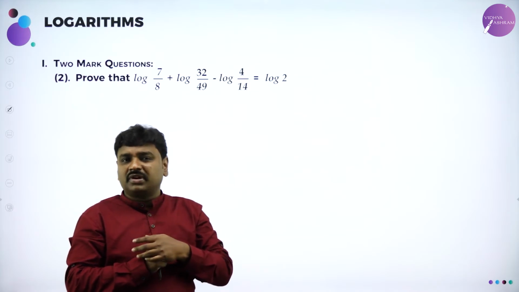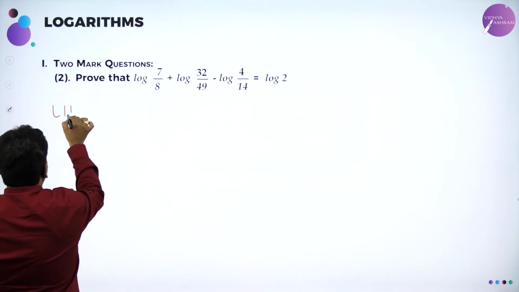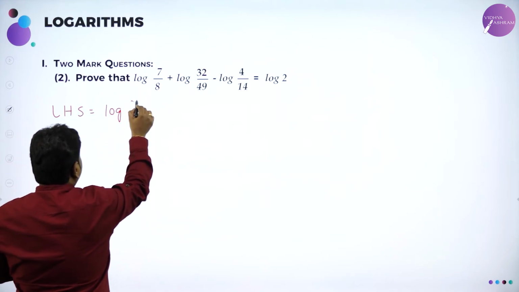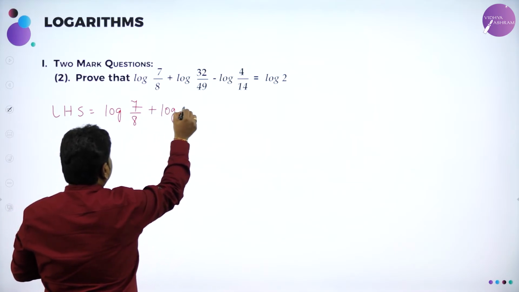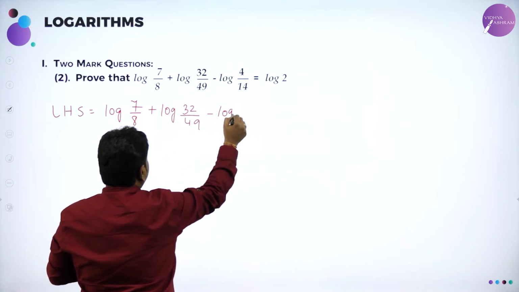Log a plus log b can be written as log a into b. All the formulae we use. So now we'll take LHS. In LHS I have log 7 by 8 plus log 32 by 49 minus log 4 by 14.